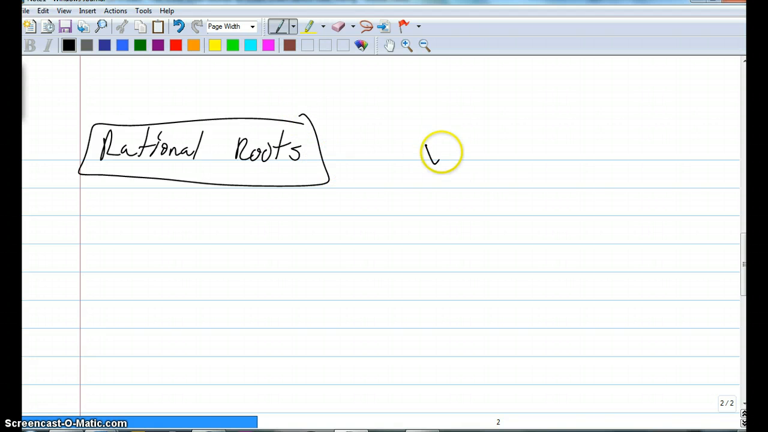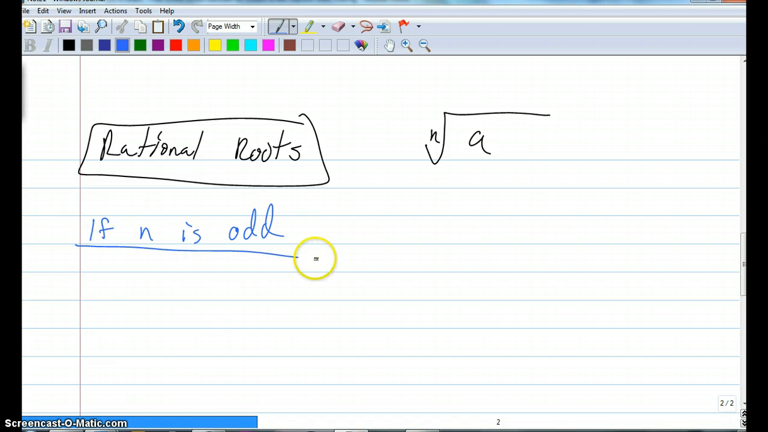So, talking about our index, n of a, the nth root of a. Now, if n is odd, then check this out. There is one real nth root. Let me show you an example of that.